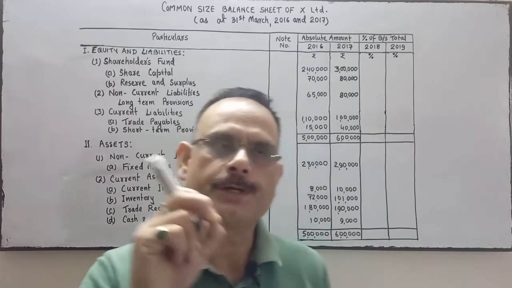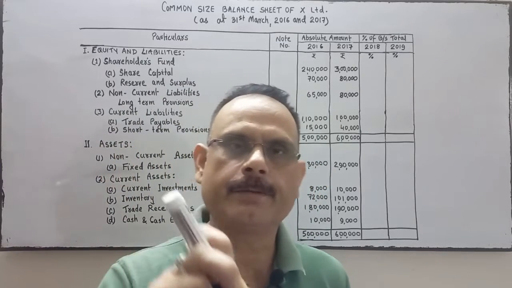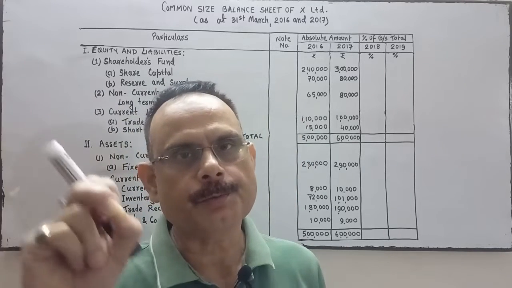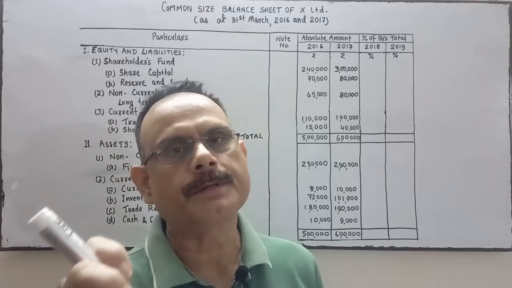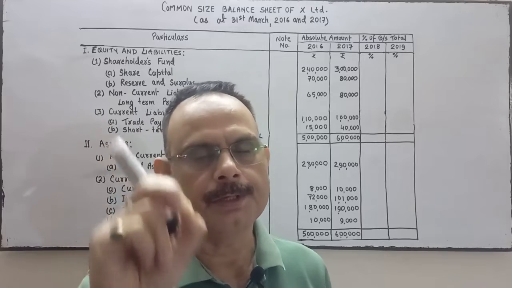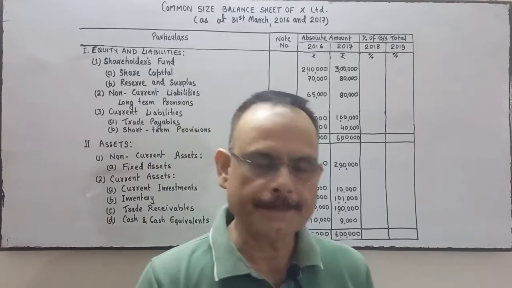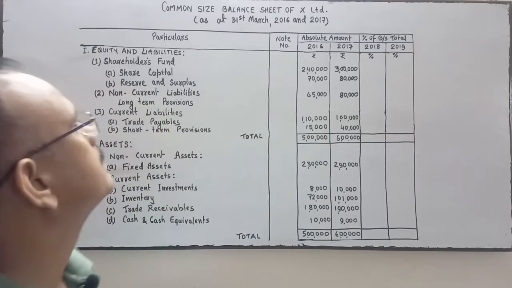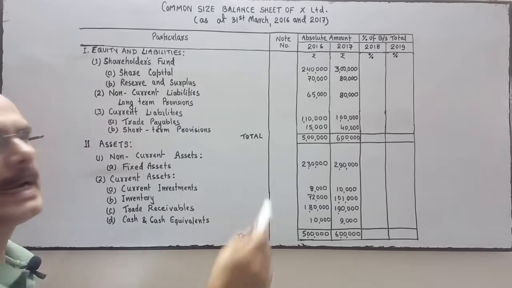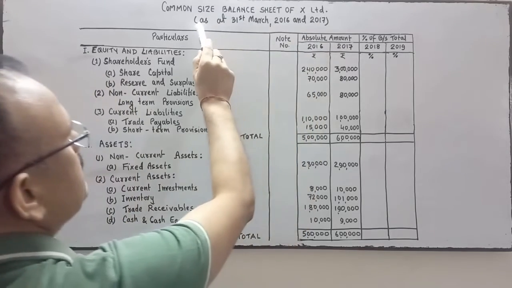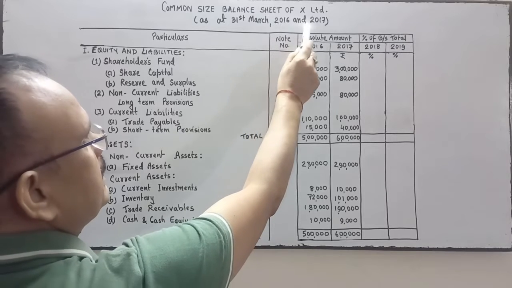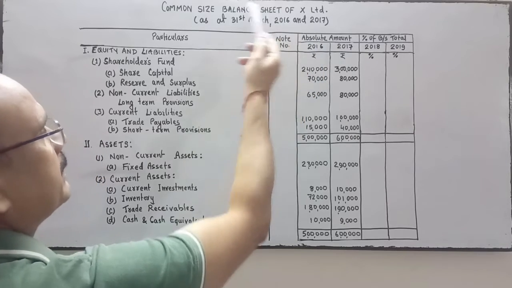Similarly, when we are going to prepare the common size statement of profit and loss, then revenue from operation will be taken as 100, and thereafter we will calculate the percentage of each and individual line item. Okay, so the heading will be common size balance sheet. We will write the name of the company as at 31st March. Here I have written the date, year 2016-17.